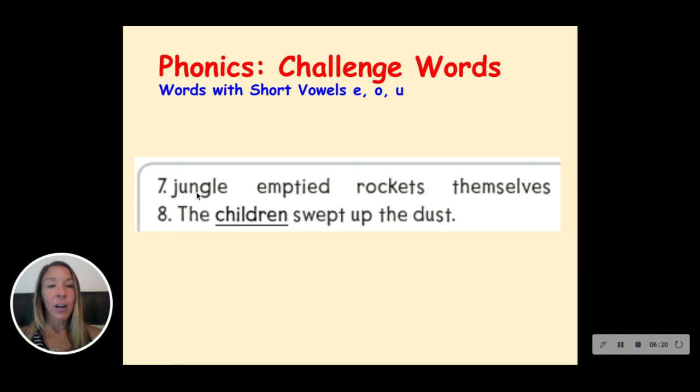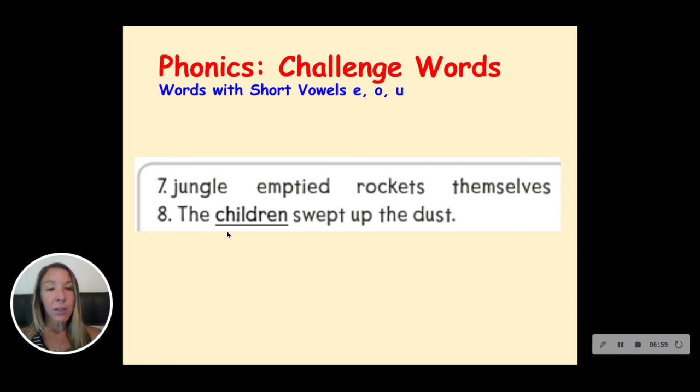So jungle, jungle, emptied, emptied, rock, and then here we have rockets, rockets. And then here we have a couple word parts. Here's the them, selves, themselves.